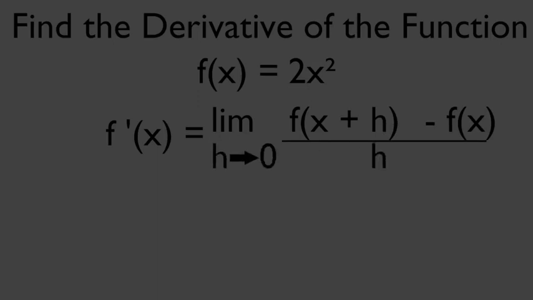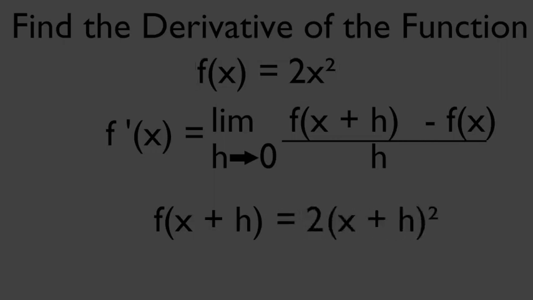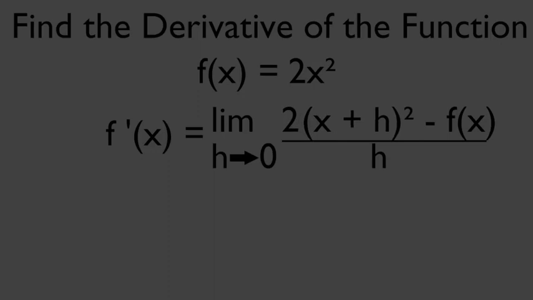Now to find our value of f of x plus h, we take our original function, 2x squared, and everywhere we see an x, we replace it with the quantity of x plus h. So our function f of x plus h becomes 2 times x plus h squared. Now that we have the value of f of x plus h, we can go ahead and plug it into the definition of the derivative equation. Now we can take the value of f of x and plug that into the equation as well.